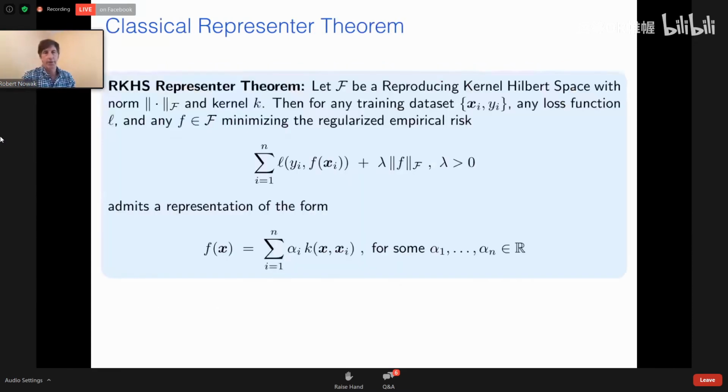So here's the classical RKHS representer theorem. It says that if you have a reproducing kernel Hilbert space with some kernel K, then for any training set and any loss function and any solution to this regularized empirical risk problem, where the regularization is in terms of the RKHS norm, those solutions have a representation in the form of just a linear superposition of kernel functions. Each kernel function is evaluated at one of the data points, and there are just real valued coefficients out in front. So we have this very, very simple finite dimensional representation of solutions to this infinite dimensional function space optimization problem. It's kind of remarkable. Now it's so routine that we don't even marvel at it as much as we probably should. But it's an amazing result and super cool and obviously super useful.